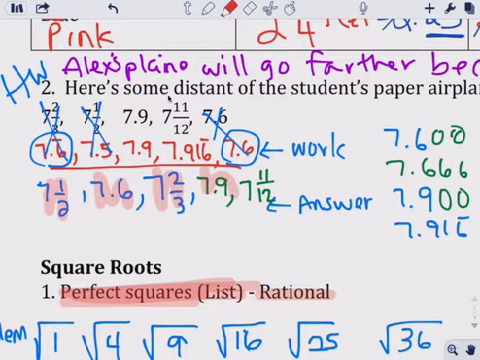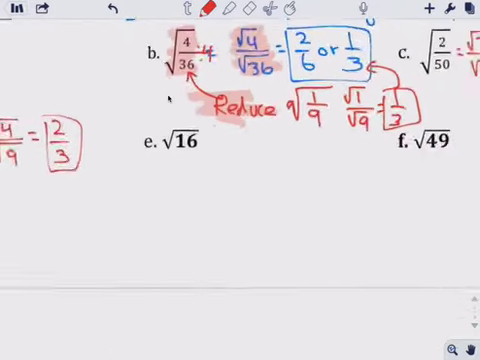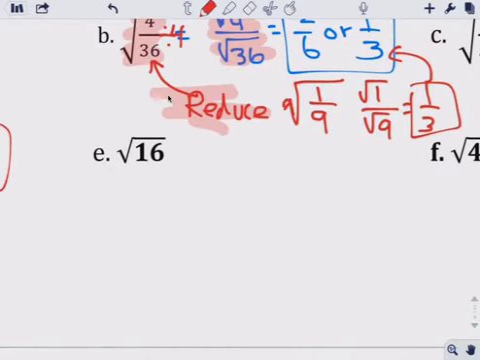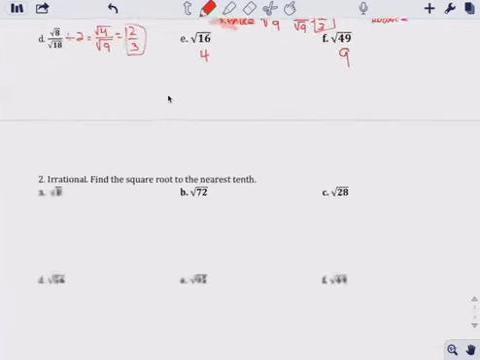And then you use your calculator. You know how to use your calculator. Turn this all into a decimal. Alright? And E, obviously you guys know E is 4. The answer is 4, and the answer is 9. Okay, let's look at the back.